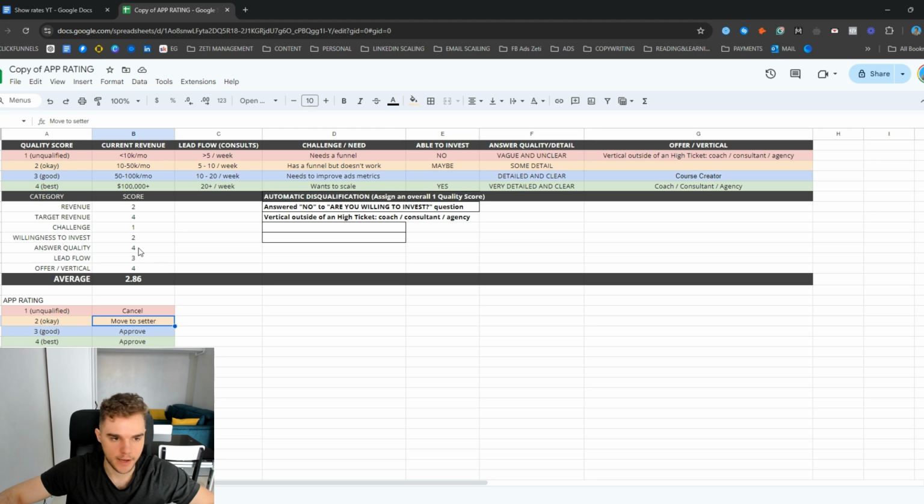If we would have, not 271, but let's just say 243, then obviously it would be closer to 2, and we would need to actually move this lead to a setter. That means that we're going to have an appointment setter calling the lead and actually pre-qualifying the lead before the call. So this is the grading system. It's pretty easy to implement, and you want to implement this and cancel the unqualified calls.